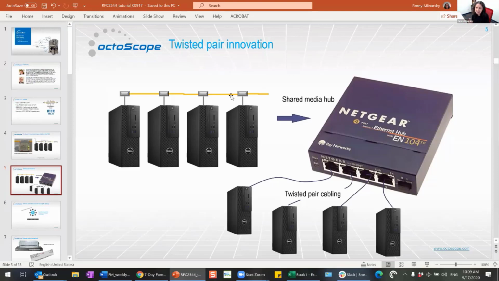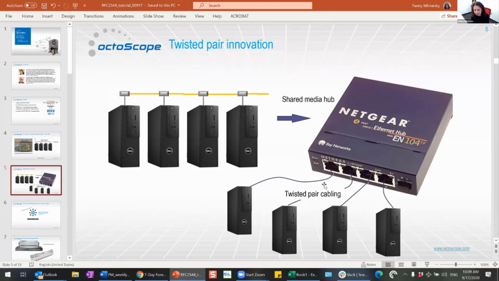Cat5 was born, and Cat6, Cat7. And then my career took a turn. I went into testing, so I made the first tester for twisted pair to scan it. And anyway, it's ancient history.